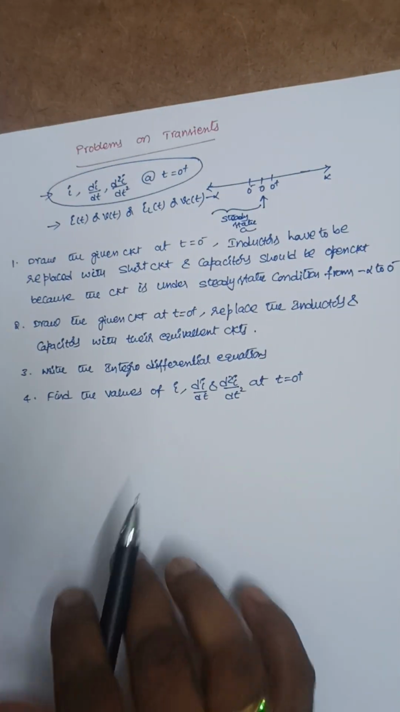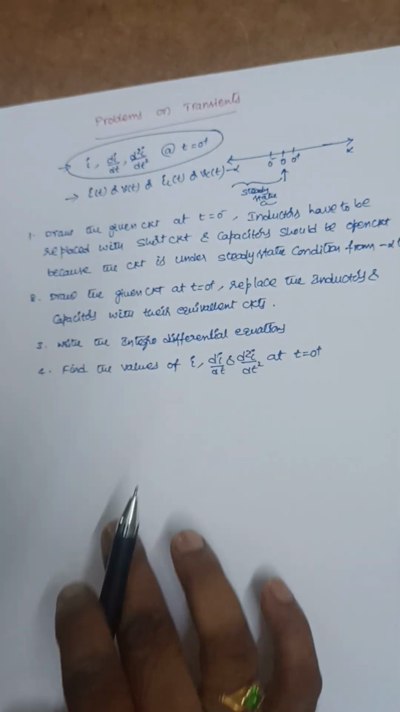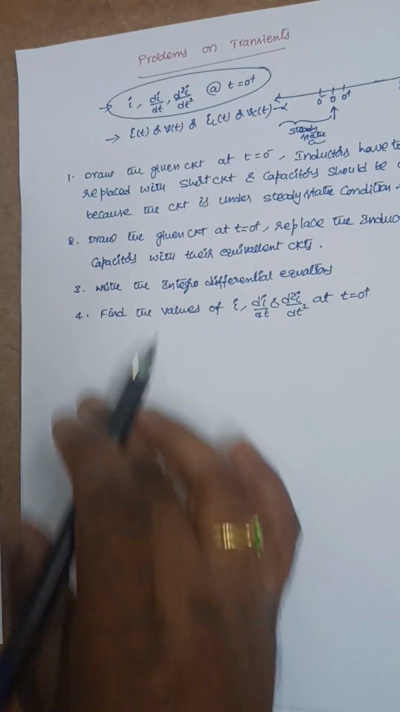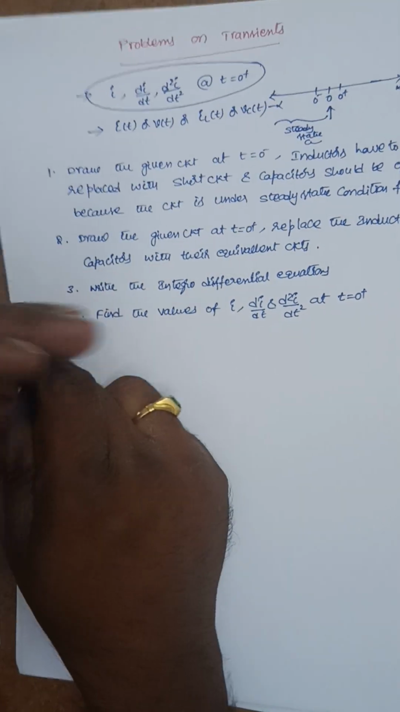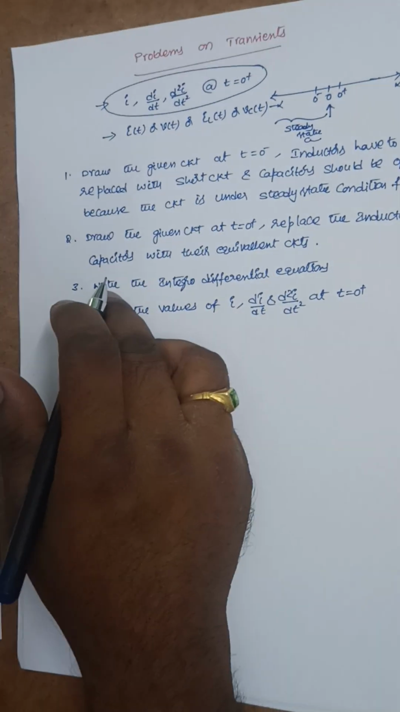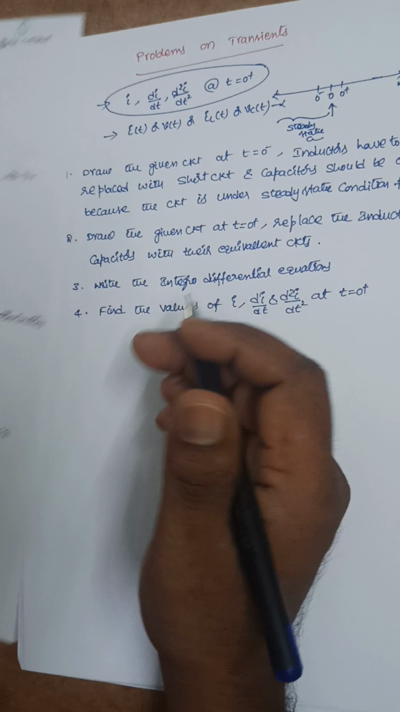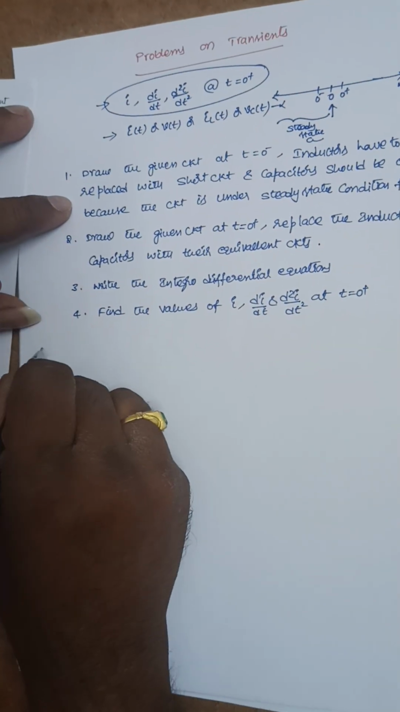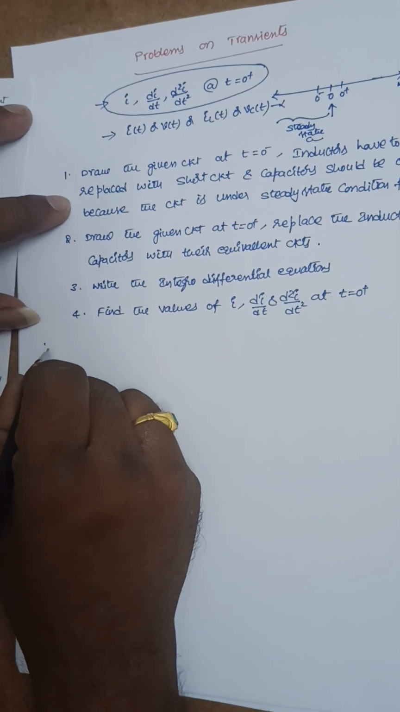So now you see, let me follow this procedure. First I need to draw the given circuit at t is equal to 0 minus. So t is equal to 0 minus, first one.